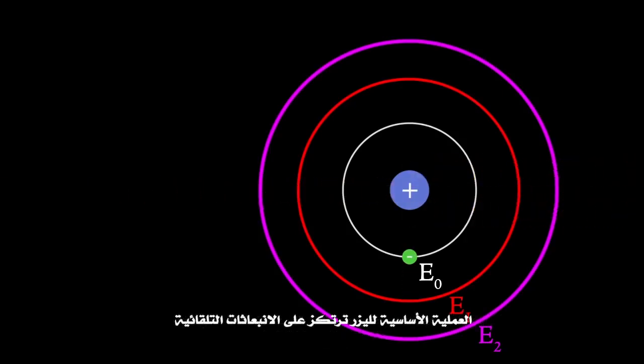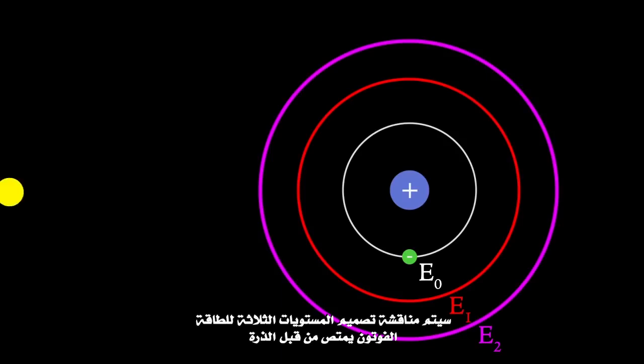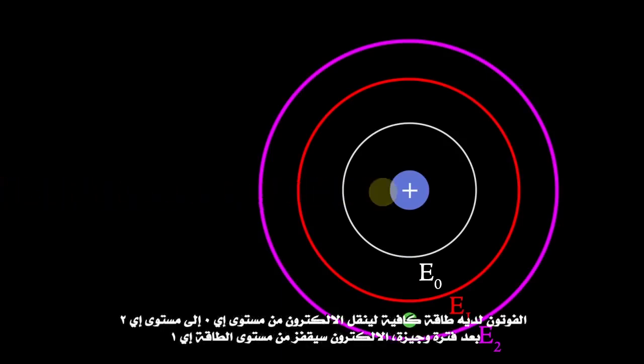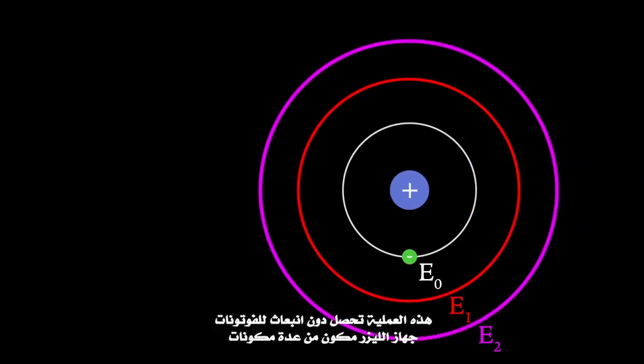The operation of lasers is based on the process of stimulated emission. Here we will discuss a 3-energy level design. A photon is absorbed by the atom. The photon has enough energy to lift the electron from energy level E0 to energy level E2. Shortly afterwards, the electron jumps into energy level E1. This can occur without emission of a photon.